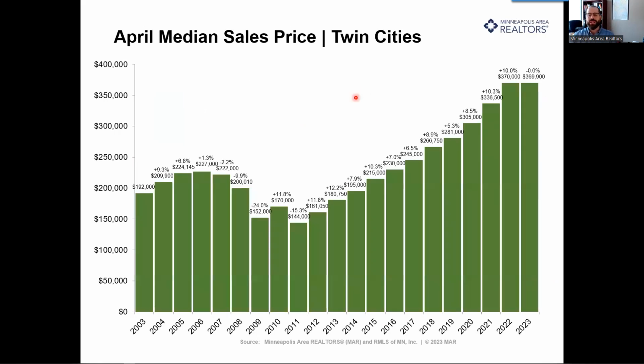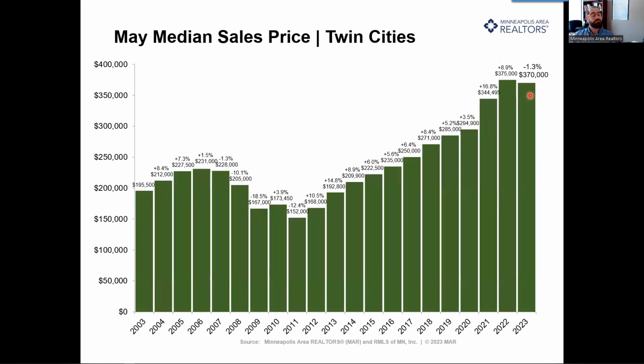All right, median sales price, April. Time check, we're at 225. Okay, I think we're doing all right on time. Median sales price. Down just a hair for April. 370 to 369.9. Didn't even register in the 10th place of our percent change. So pretty flat. May. May is where we do register a 1.3% decrease in the median sales price in our region.